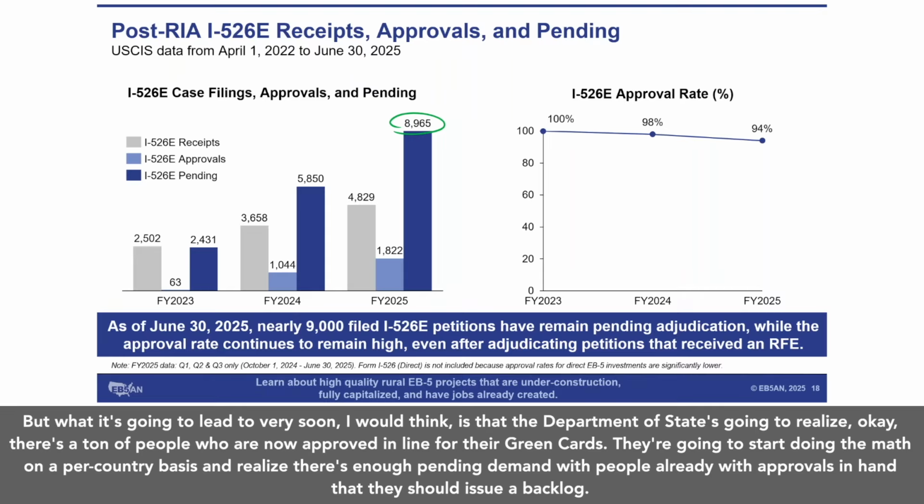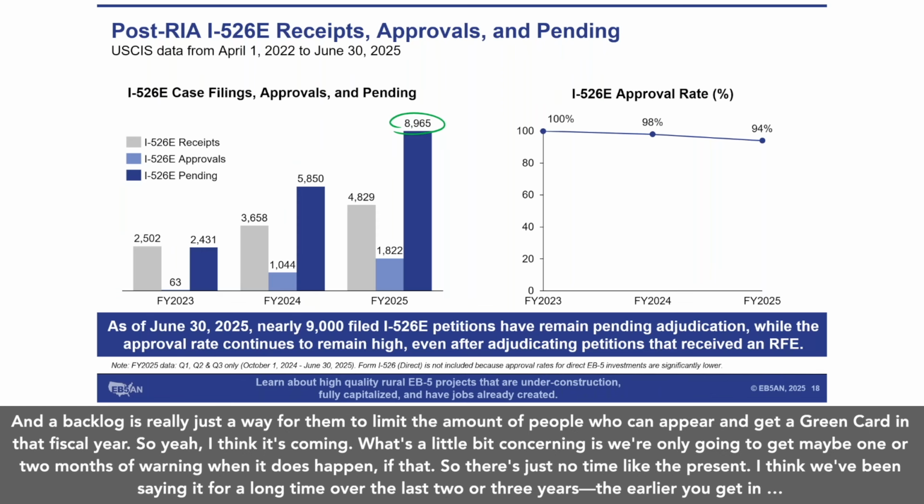But what it's going to lead to very soon, I would think, is that the Department of State is going to realize, okay, there's a ton of people who are now approved in line for their green cards. They're going to start doing the math on a per country basis and realize there's enough pending demand with people already with approvals in hand that they should issue a backlog. And a backlog is really just a way for them to limit the amount of people who can get a green card in that fiscal year. So yeah, I think it's coming.